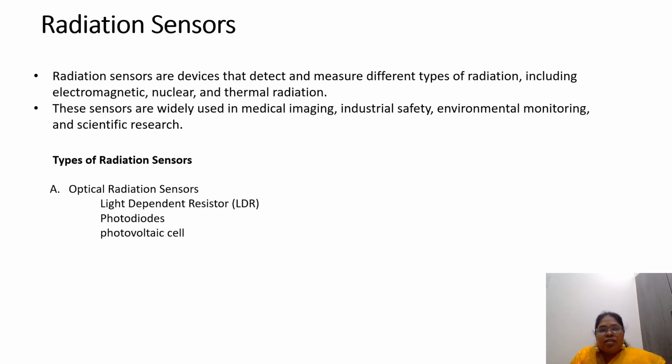The types of radiation sensor: one is the optical radiation sensors. In this module, you are going to see only the optical radiation sensors. One is the light dependent resistor, that is LDR, then the photodiodes, and the next one is the photovoltaic cell.